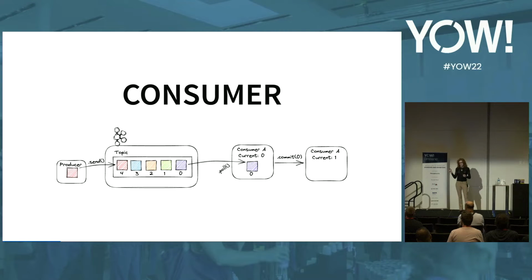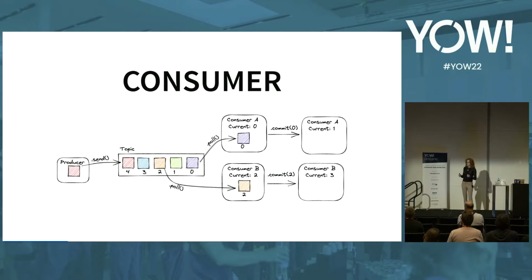Then when we're done processing a message, you send Kafka a commit, which will change which offset you're currently pointing to. This is very convenient because it means that you can have multiple consumers, which are all consuming from the exact same queue.